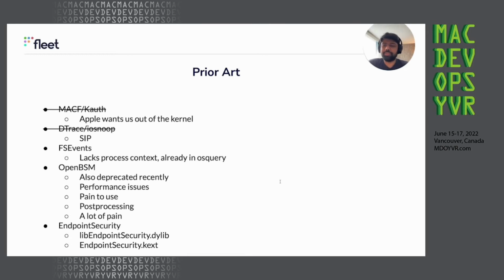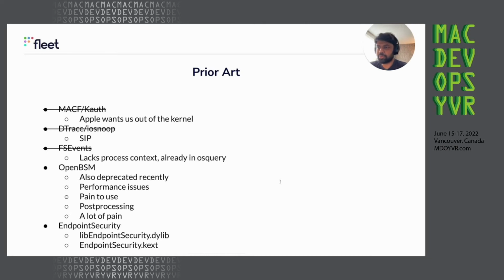What about FSEvents? FSEvents has a great API. We already have a file events table in Osquery, but it lacks process context. While we can watch for files, we don't really know which processes have acted on it. And I would argue without that process context, this data is a little bit useless. So this is a no-go as well.